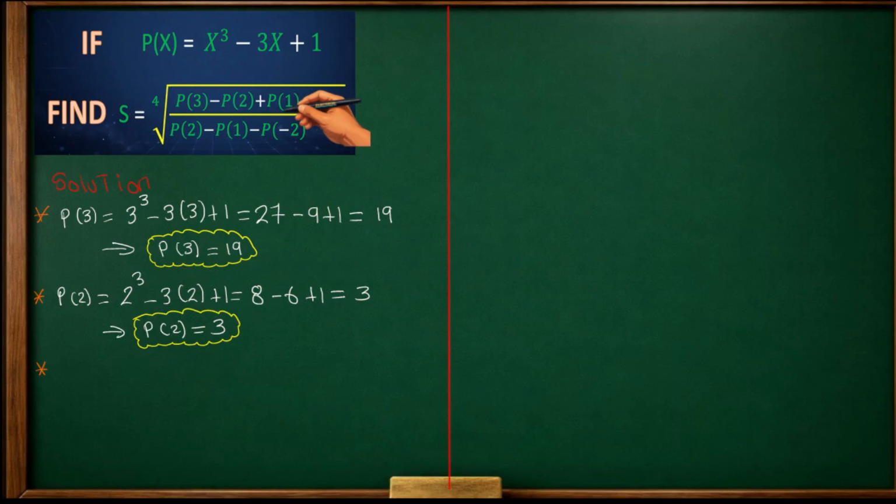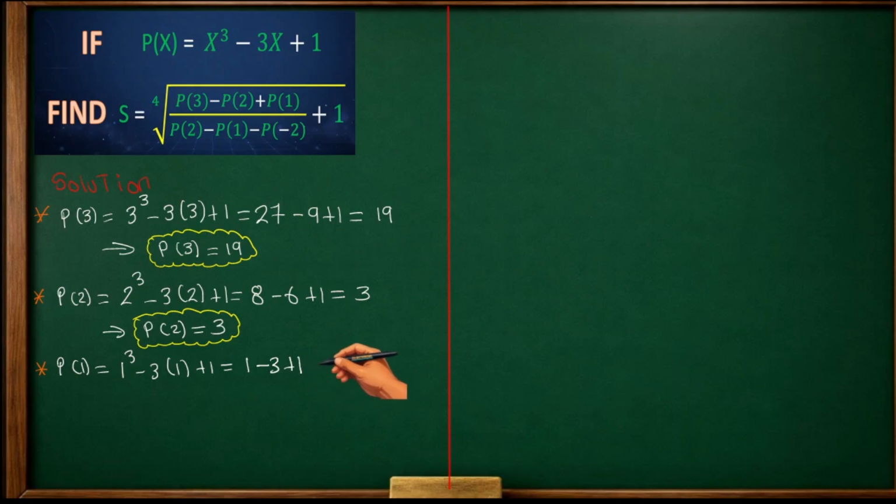P of 1, replacing polynomial expression, 1 to the cube minus 3 times 1 plus 1, equal to 1 to the cube, 1, minus 3 plus 1, equal to minus 3 plus 2, minus 1. Then p of 1 equal to minus 1.